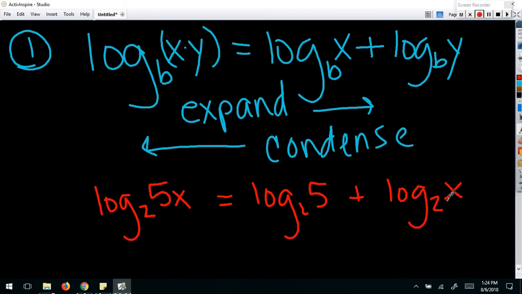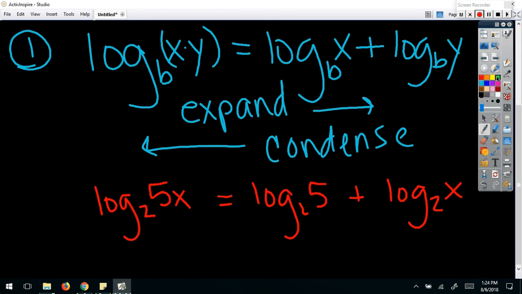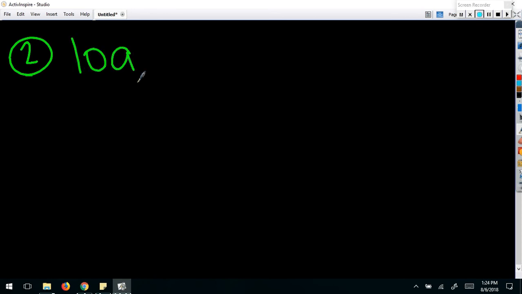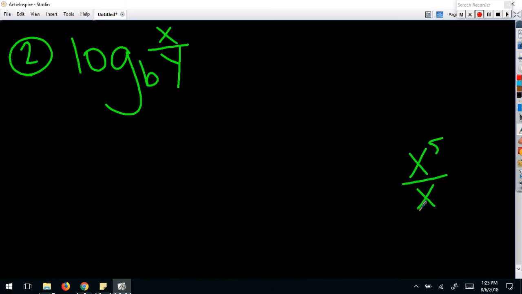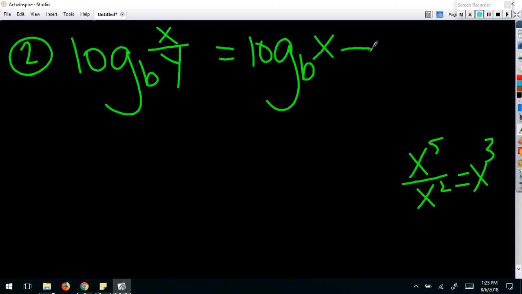Now, I told you there was three properties. That is one of them. The next property deals with, instead of multiplication, division. So if I have log base b, this time I'm going to say dividing. And same thing if you're talking about exponents and you are dividing, when the bases are the same, you subtract. So I'm going to do the same thing here. I'm going to split these up: log base b of x minus log base b of y.